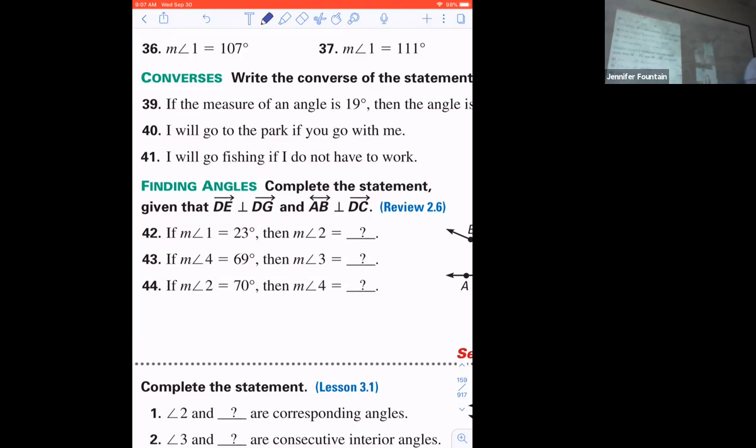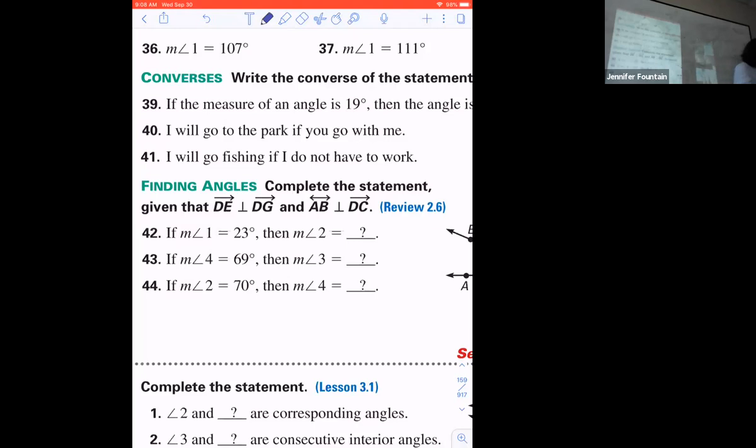Okay, 42. Complete the statement. Given that ray DE is perpendicular to ray DG, and line AB is perpendicular to ray DC. Okay, so let's take a look at this. 42 says if measure of angle 1 is 23 degrees, then what is the measure of angle 2? Wait, hold on. This is not number 72. No, this is number 42. Sorry. Yeah, this is 42.